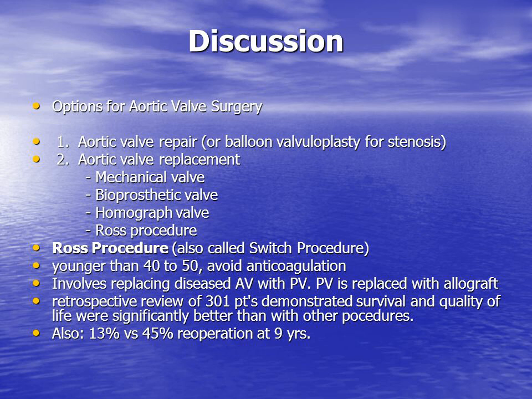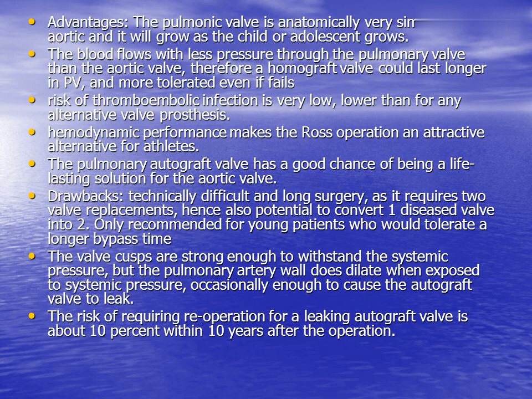A retrospective review of 301 patients demonstrated survival and quality of life were significantly better than with other procedures. Also, 13% versus 45% reoperation at 9 years. Advantages: the pulmonic valve is anatomically very similar to the aortic valve and it will grow as the child or adolescent grows. The blood flows with less pressure through the pulmonary valve than the aortic valve, therefore a homograft valve could last longer in the PV, and be more tolerated even if it fails.